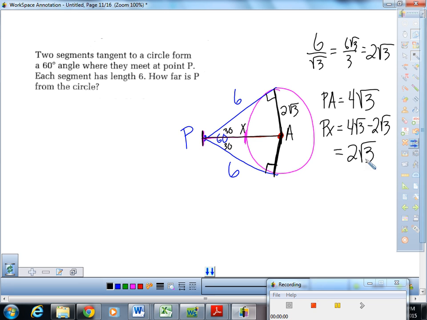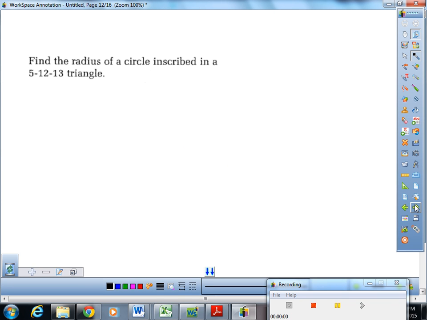And so the answer for PX is better to be written as 2 radical 3. Not 2. 2 radical 3. Remember, 4x minus 2x is 2x. The radical 3's do not cancel. It's a factoring issue. Okay? Good. That was a hard question. So if you made it through that one, you're doing great.